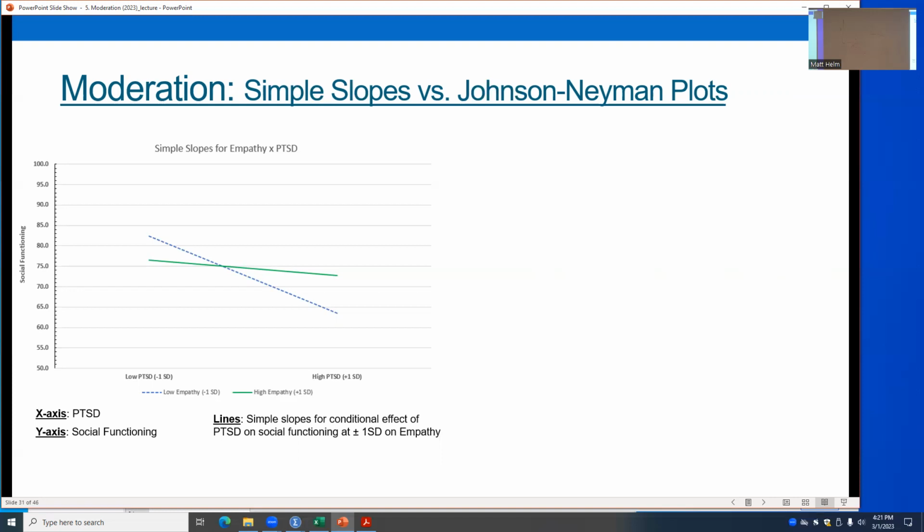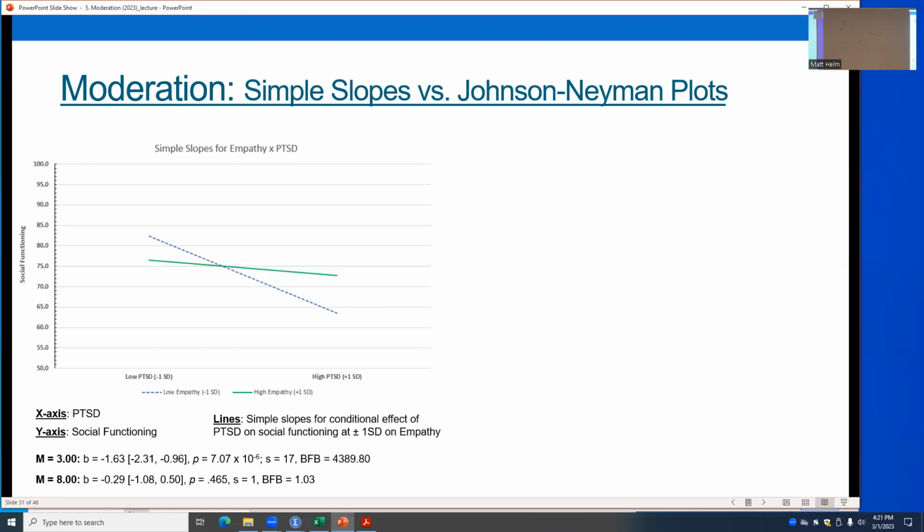But here, it's a little more ambiguous. At high levels of empathy, is there an association between PTSD and social functioning? I don't think we found evidence of an effect there, right? And so this is how we would go through and take a look at this. And this is fine, right? So here, a standard deviation below is at a level of 3, a standard deviation above, a value of 8. So at low levels of empathy, we have evidence for an effect. At high levels of empathy, no unique association of PTSD and outcome for social functioning here, okay? So fair enough. This is how we would generally do things.